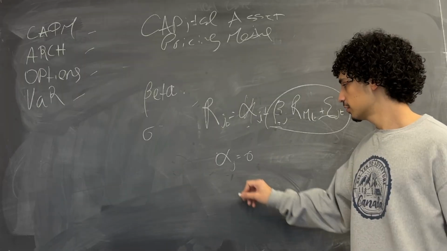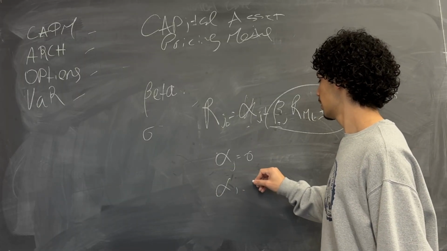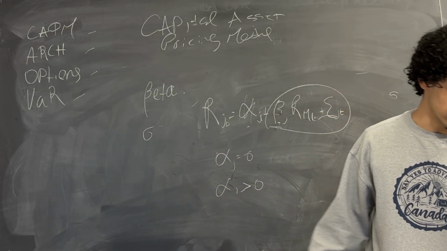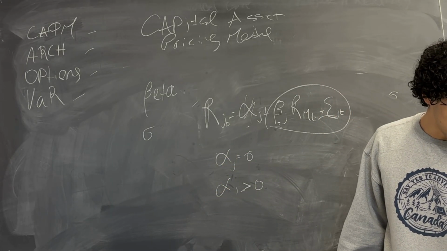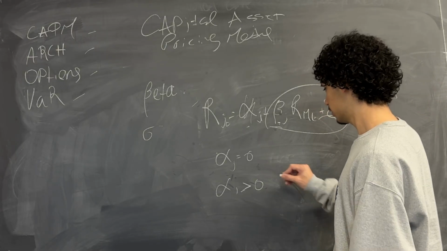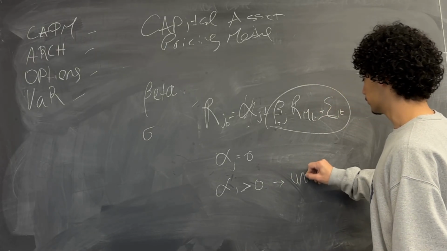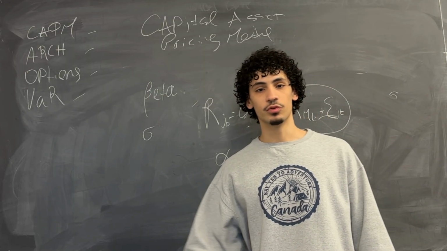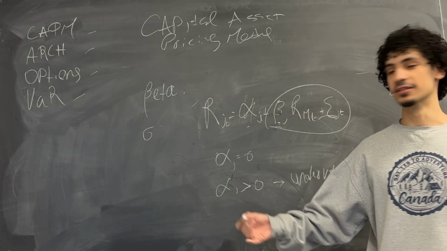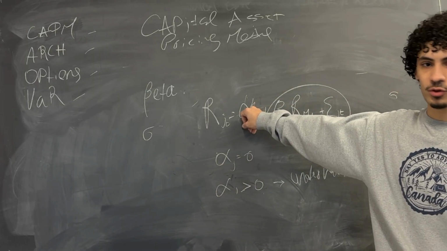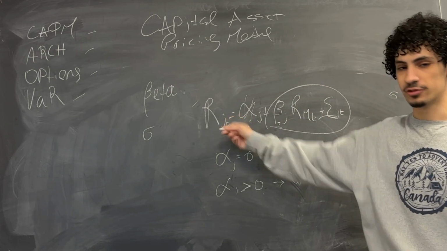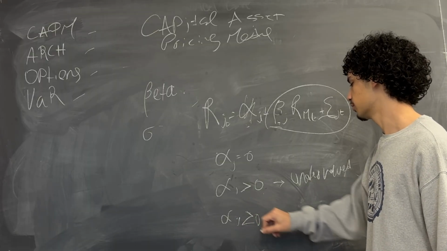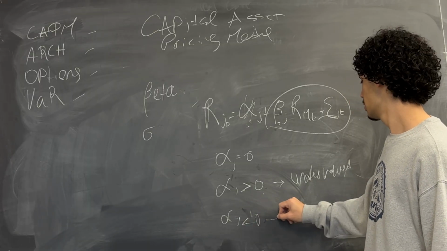If alpha is greater than 0 in this, where it's like a positive number, we can call that stock undervalued. That means it returns more than the risk said it was going to return. Because if this is a positive value adding to this positive, the return is just going to be higher. And if alpha is less than 0, it's overvalued.